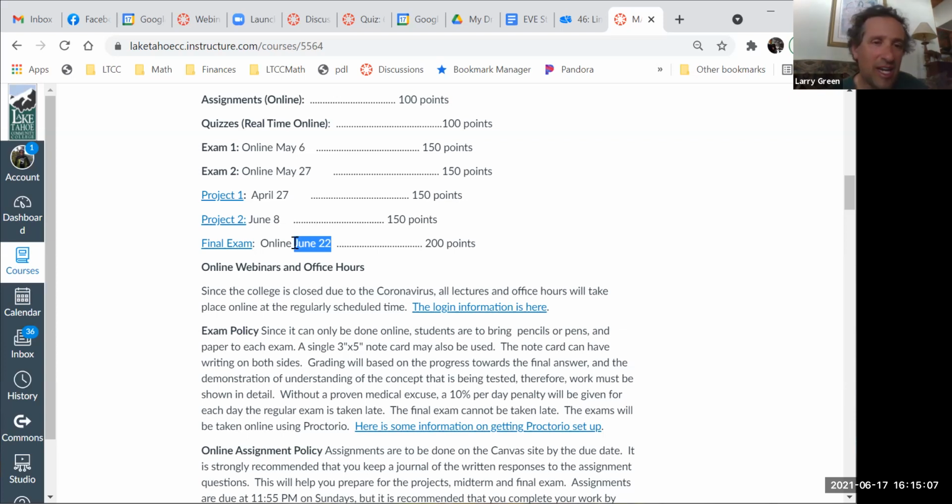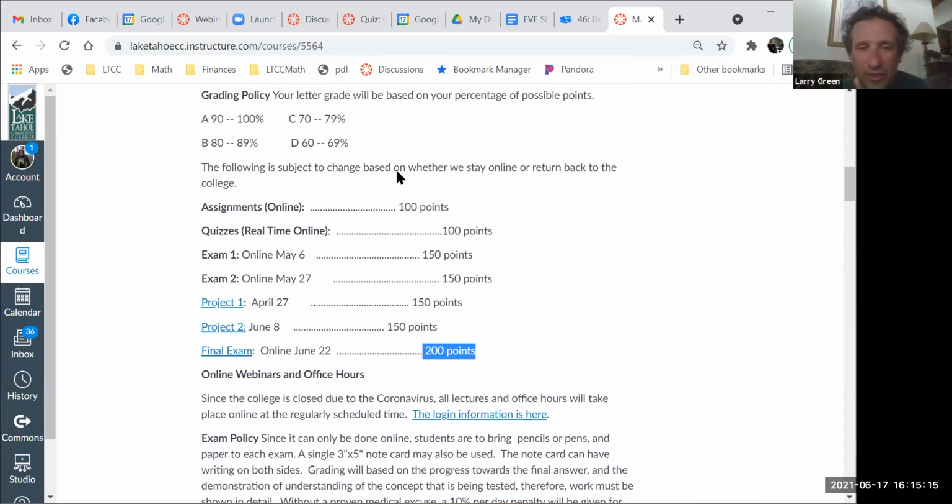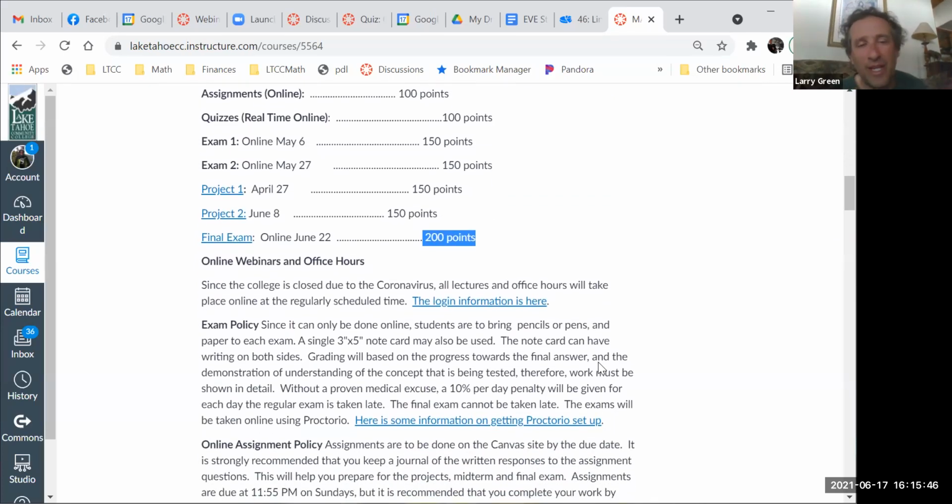So it's 4 to 6 on June 22nd, and it is worth 200 points. Notice that if you look at all the things we've done so far, the final is the biggest. The final exam is worth more than either of the other exams. It's worth more than the projects. It's worth more than all the quizzes combined. In fact, it's twice as much as all the quizzes combined, and it's twice as much as all the homework assignments combined. So take it seriously. Take it really seriously, which means practice, practice, practice. That's the most important thing. If it doesn't go well, that's not good. If it goes great, it'll be wonderful.